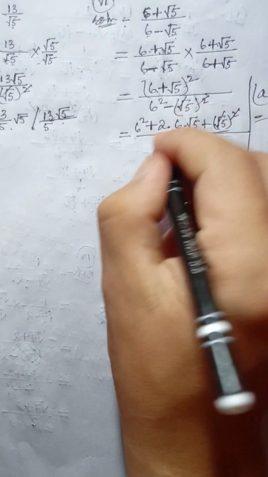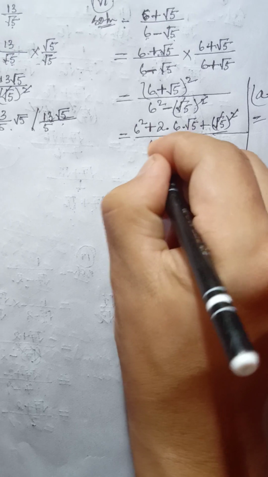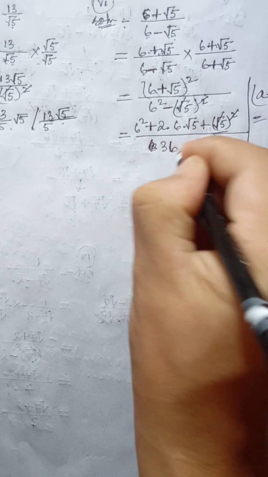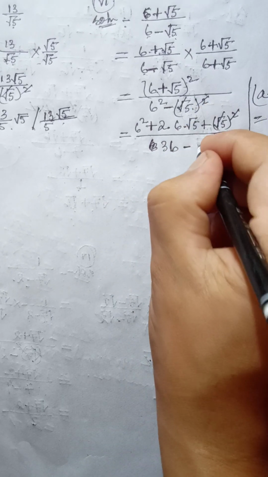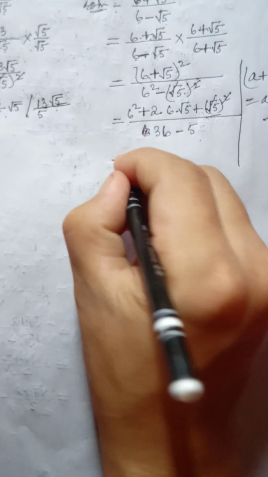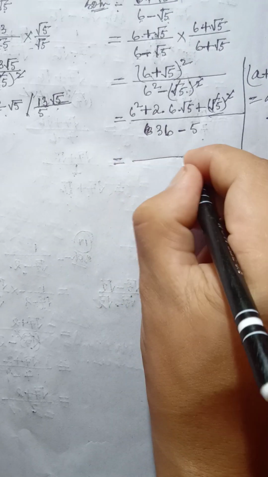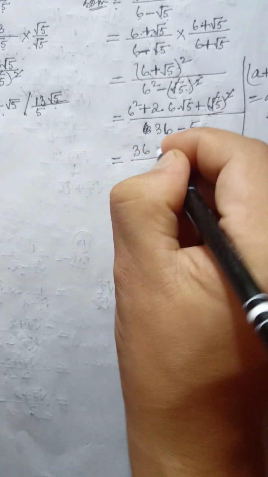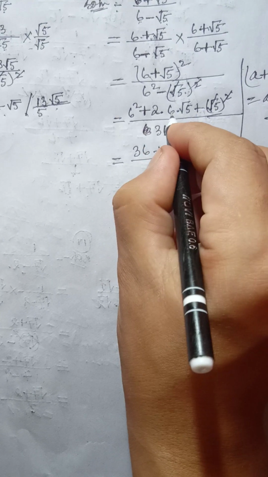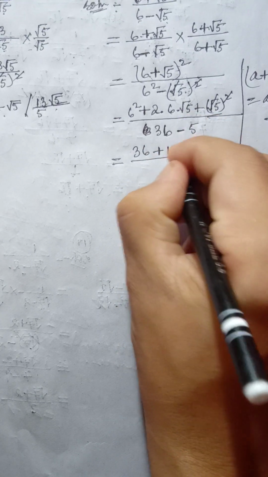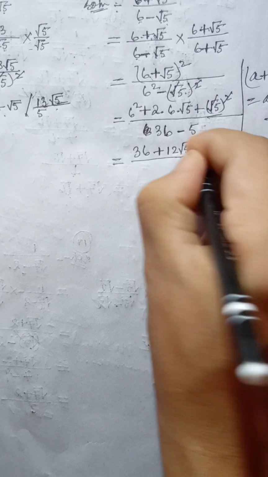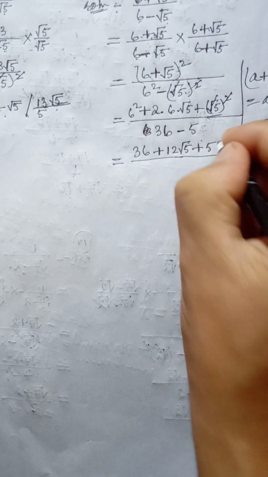Okay, so you can cut it, and 6 square, that will give you how much? 36. Okay, here it is 5, you can write it 5. All right, 6 square, that will give you 36, and 2 times 6, that will give you how much? 12 root 5. Okay, so here it will be 5.